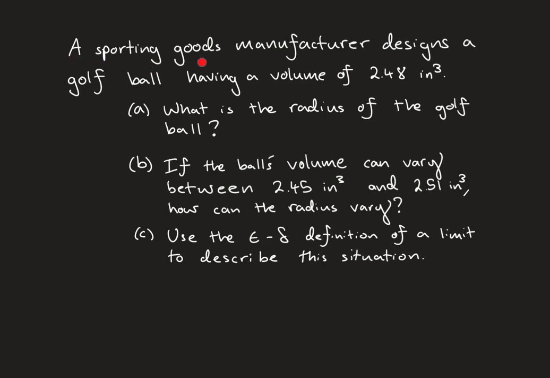A sporting goods manufacturer designs a golf ball having a volume of 2.48 cubic inches. What is the radius of the golf ball? If the ball's volume can vary between 2.45 cubic inches and 2.51 cubic inches, how can the radius vary? Use the epsilon delta definition of a limit to describe this situation.